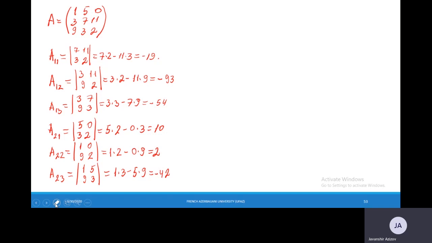We delete the last row and first column. It will be A31, the determinant of 5, 0, 7, 11, which is 5 times 11 minus 7 times 0, which is 55.